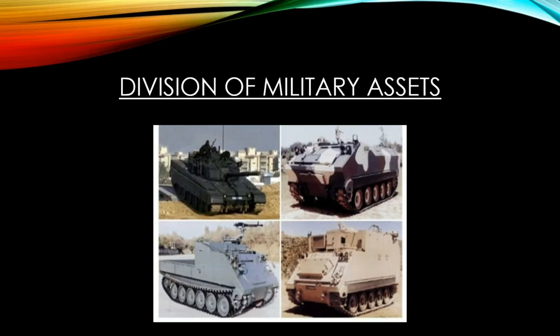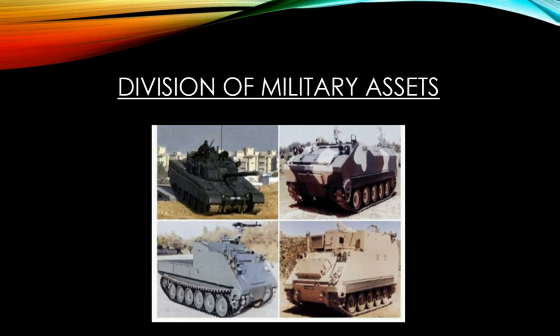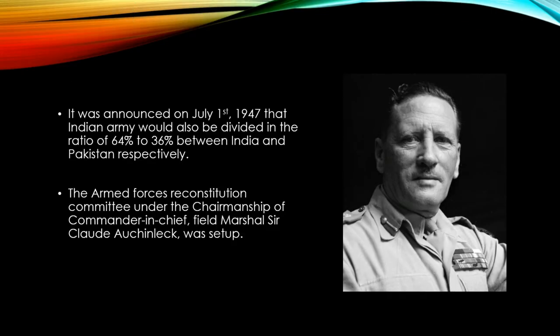My next point is division of military assets. It is one of the biggest problems Pakistan faced after the partition. Like all the other divisions, India also did an unjust and unfair division of military assets. For the security and safeguard of its territory, Pakistan needed armed forces and military equipment. Pakistan demanded immediate division, but British Chief Marshal Auchinleck was against the division of army assets. He wanted both countries to have a combined military.